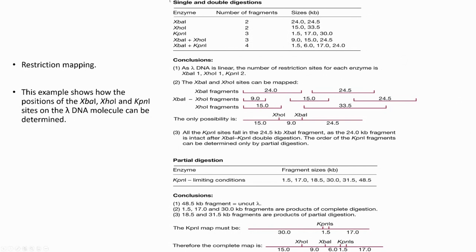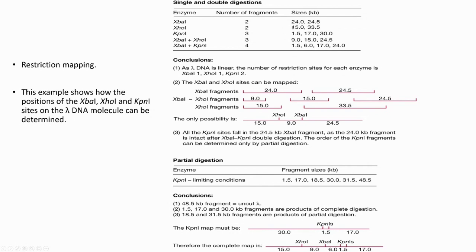Where are the enzyme locations? First of all, look at the single digestion SbaI. It gives you two fragments so you know there's one cut site for SbaI, right? So 24 and 24.5. And now we look at the double digestion, three fragments, 9, 15, 24.5. So we know this 24.5 fragment is untouched, but the 24 fragment here has been cut into 9 and 15 in the presence of ShoI, so we know this fragment must have the ShoI cut inside to give you 9 and 15. And now we need to know which one, 9 or 15, would be on the edge.